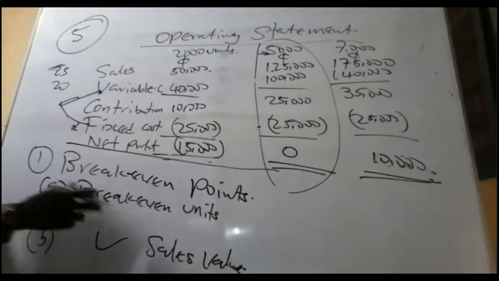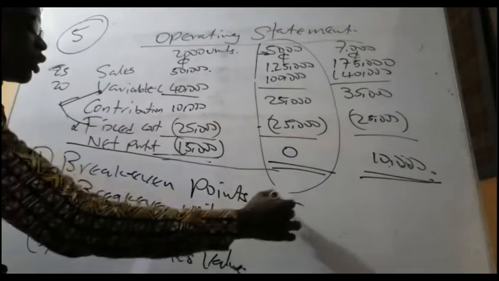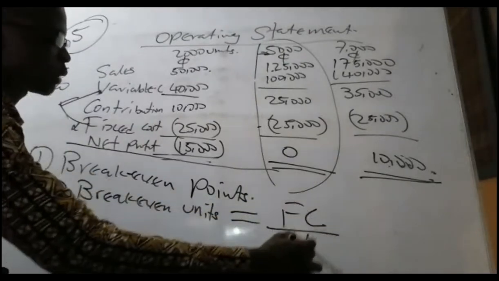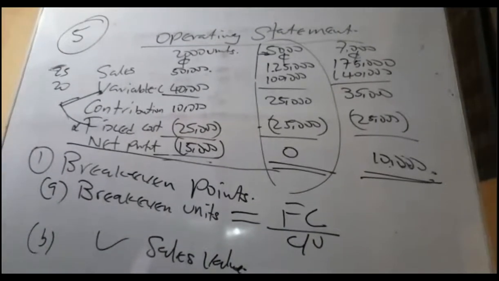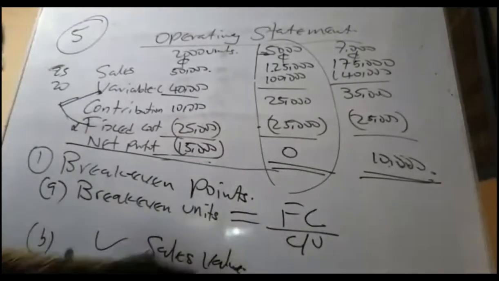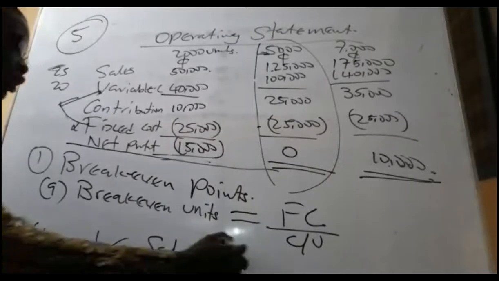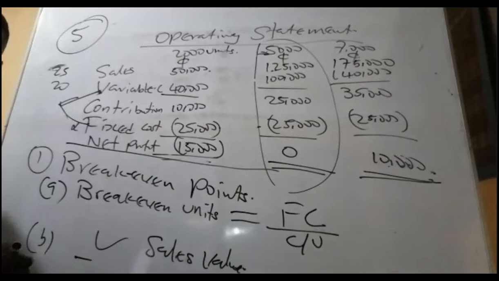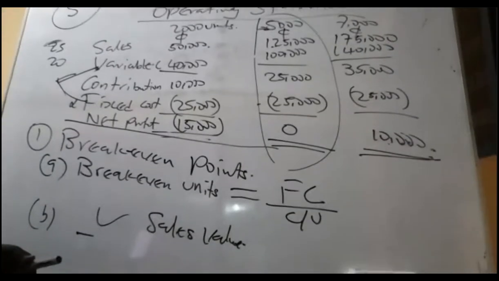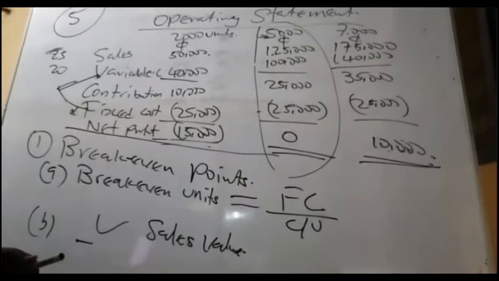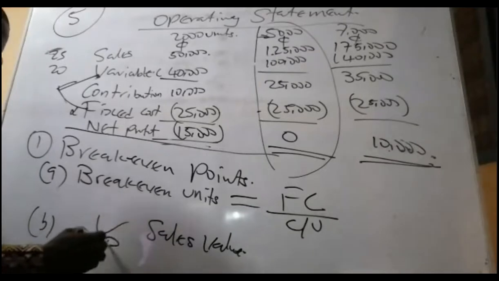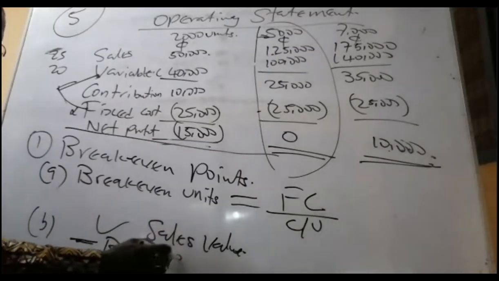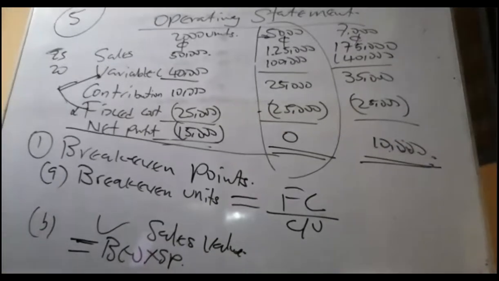Let's start with the break-even unit. It's equal to the almighty fixed cost over contribution per unit. That's all. Fixed cost over contribution per unit. And then the break-even sales value, for now, let's maintain it at this, even though later studies will come out with a second formula. Break-even sales value is equal to the break-even unit times the selling price. That is it.